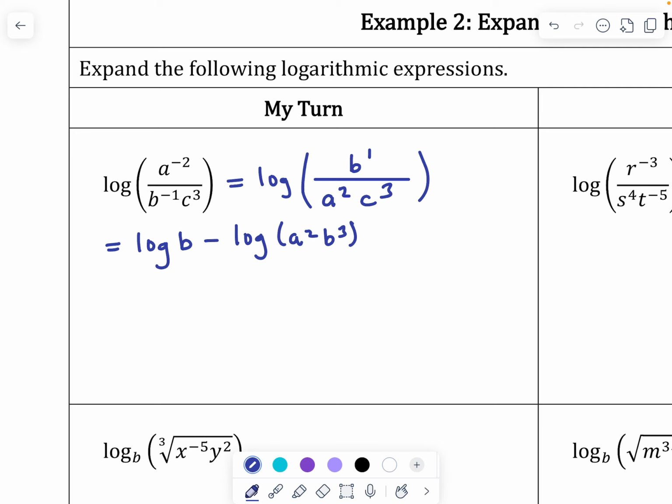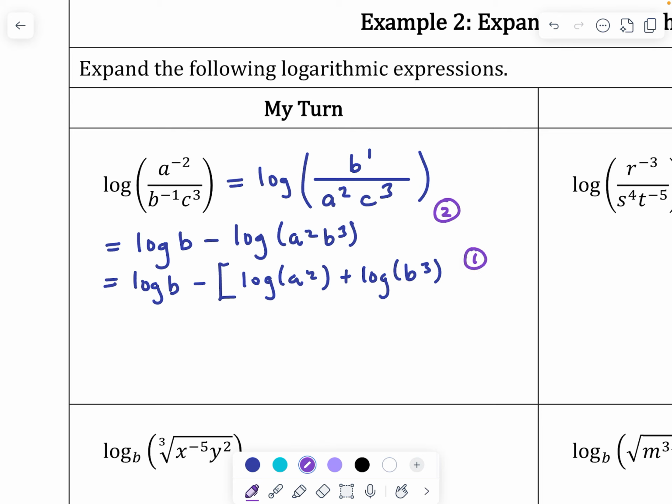So essentially all I've done is I've split the numerator from the denominator via subtraction. And then now I need to split the a squared times b cubed with multiplication. So the first step used property 2, the second step used property 1. And then I'm going to do 2 steps in one here. I'm going to finish the problem right now. 2 things are going to happen.